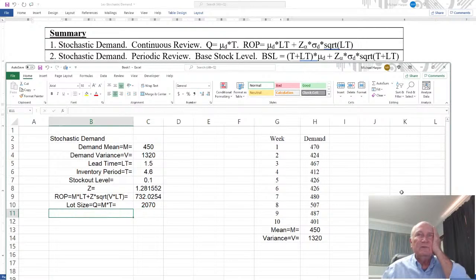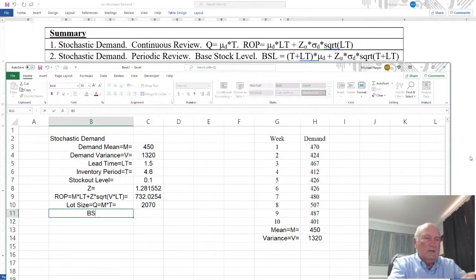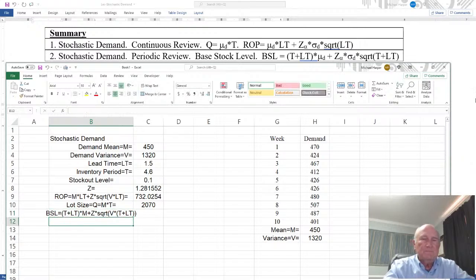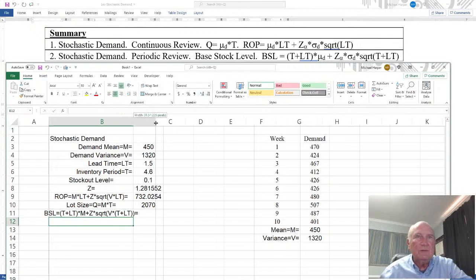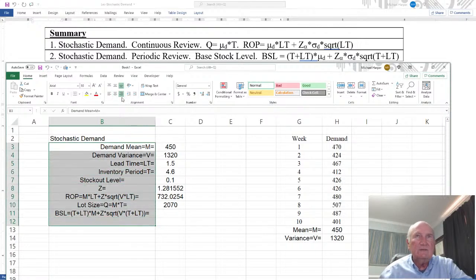And then the next thing is the base stock level. There's a base stock level there, so we'll put that equation in. The base stock level will equal T plus LT, lead time, times the mean, plus Z times, again, the standard deviation, but we'll take the square root of the variance, times, parentheses, T plus LT. There we go. Make this bigger so we can see the whole thing, and right justify all of these because we're almost there.